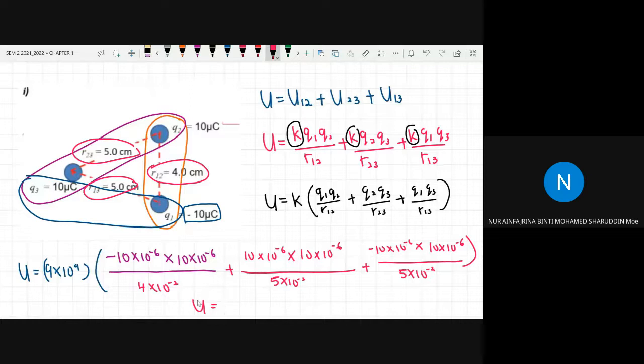Ada yang dah dapat jawapan tak? Cuba tulis dekat chat box. Siapa dah dapat jawapan? You get the answer. If you get the answer, try to type out your answer in the chat box. Okay, very good. 45 over 2. Yes, correct. Ataupun kita cakap negative 22.5 joule. Correct? Betul, tepat sekali.